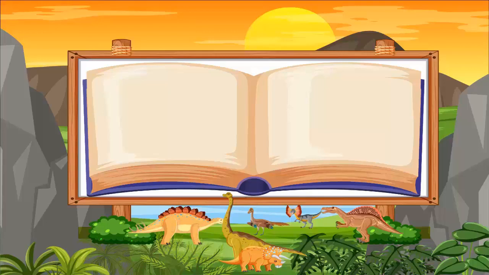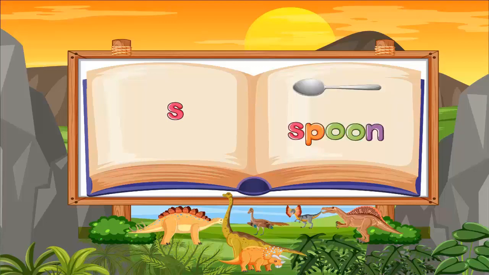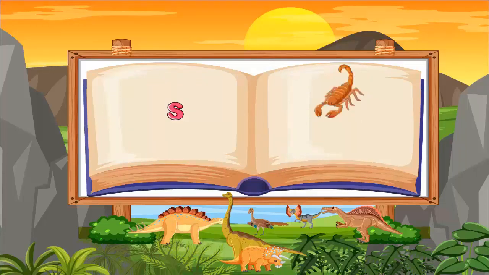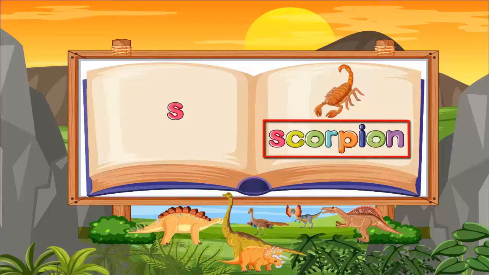We are going to learn words starting with the letter S. S for spoon, S P O O N, spoon. S for scorpion, S C O R P I O N, scorpion.